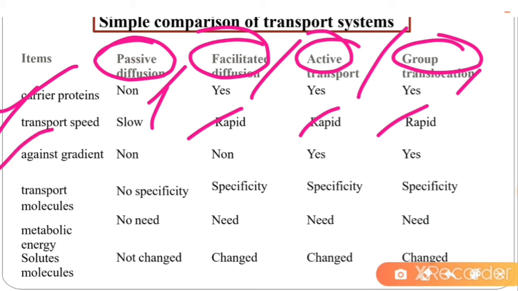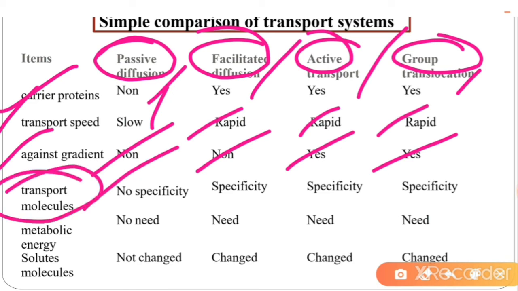Now, against the concentration gradient: passive diffusion is not against the concentration gradient, it goes along with it. Facilitated diffusion is also along with it, but active transport is against the concentration gradient. Group translocation is also against the concentration gradient. Passive diffusion has no specificity; it can transport any molecule, following the diffusion principle. Facilitated diffusion is specific, because there is a need for permeases and facilitating proteins.